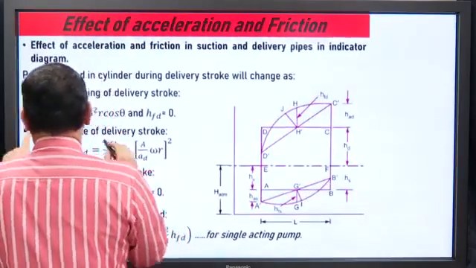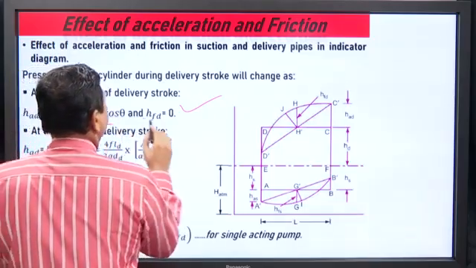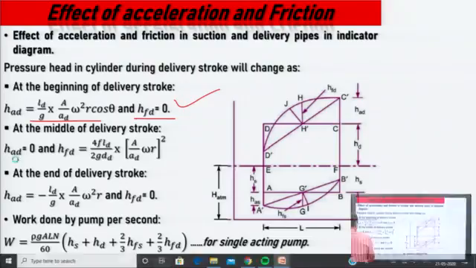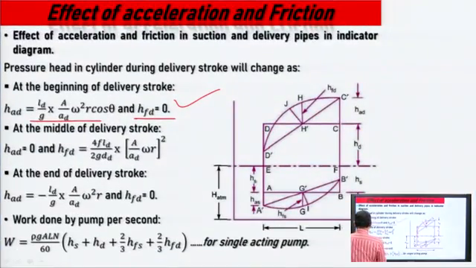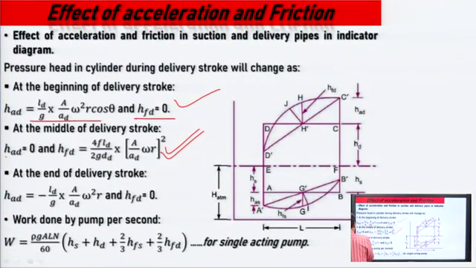So, if you combine this value HFD, then this term is 0 because it comes again at the middle of the stroke. At the middle of the stroke, the friction is the maximum, but there is no effect of the acceleration, this component is 0. At the end of the delivery stroke, HAD becomes a minus sign, and again the friction component is 0. So, what about the work done?